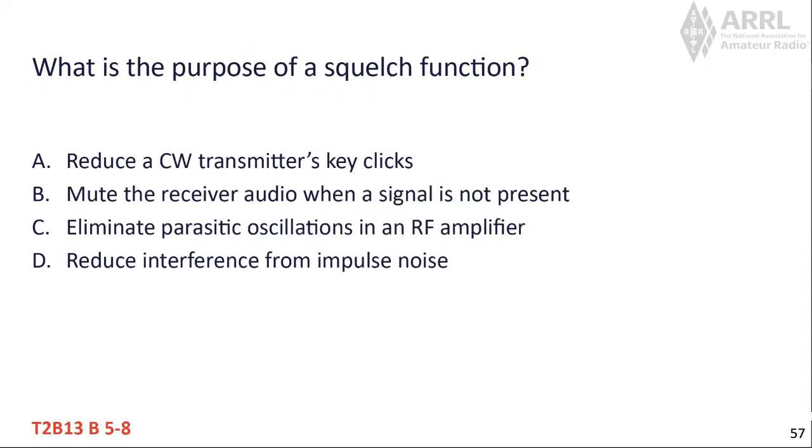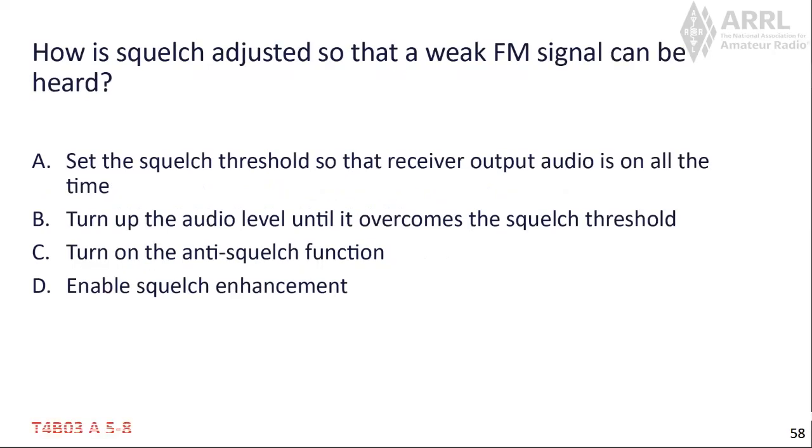What is the purpose of a squelch function? It mutes the receiver's audio when a signal is not present. If that didn't work, you hear a constant hiss, almost like tinnitus. Okay. How is squelch adjusted so that a weak FM signal can be heard? Set the squelch threshold so that receiver output audio is on all the time. That means you're going to hear the hiss too.